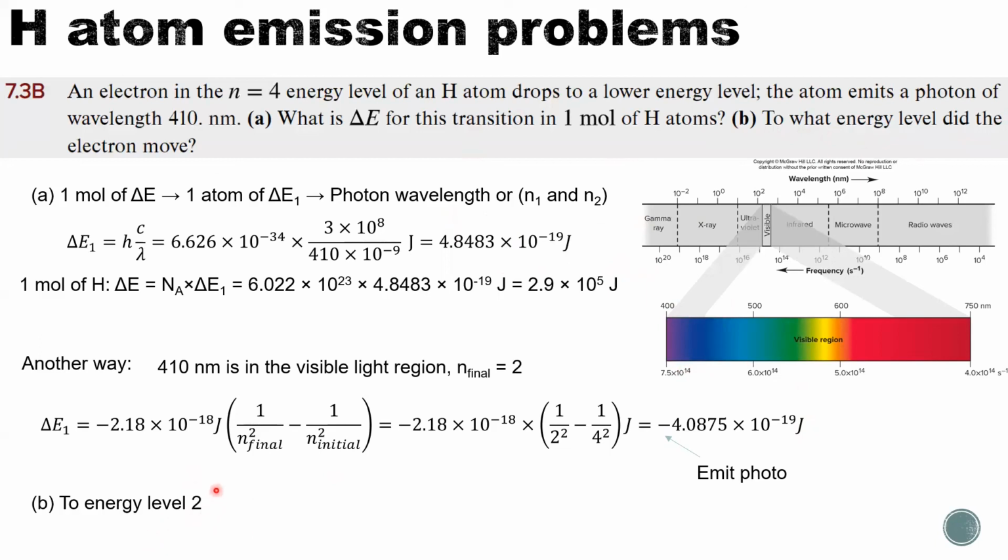Or for question B, you can use this equation, plug in the E1 you calculated from question A, and plug in the initial level as 4, and you can calculate the final level. Please make sure you round to the closest integer for this final level, and then you will get the same value as energy level 2.